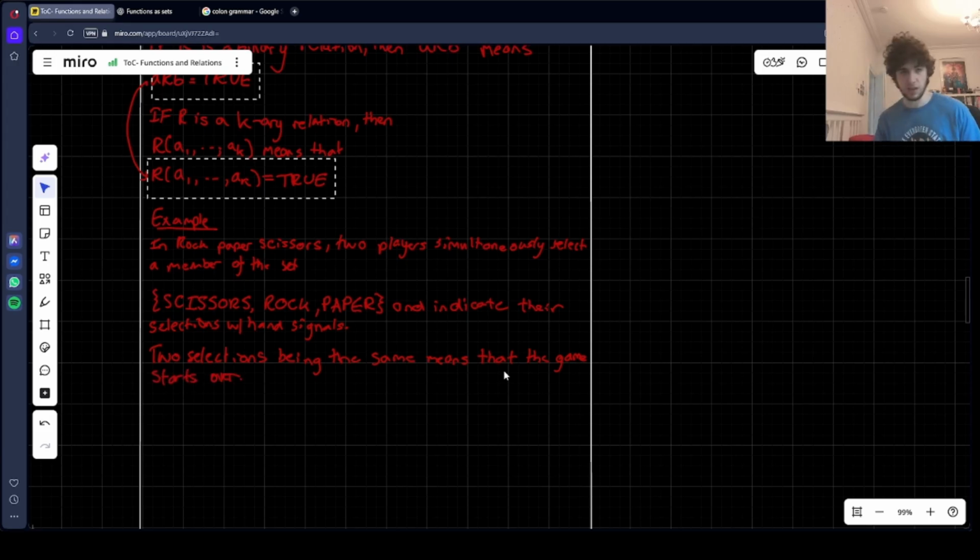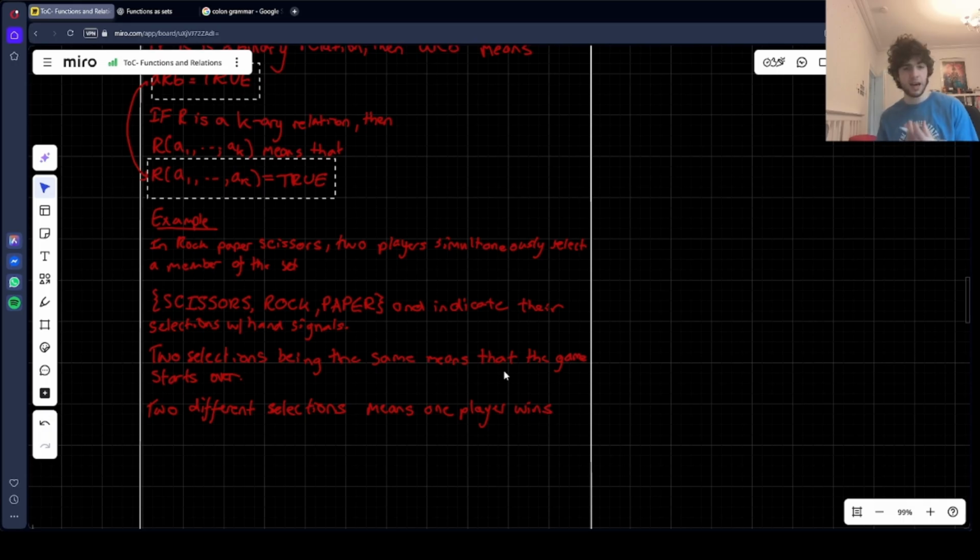So you just redo it, basically, if both of your options are the same, right? Two different selections, though. So if one player chooses scissors and the other player chooses rock, for example, then that means that one player will win. Okay, so definitely one player will win.